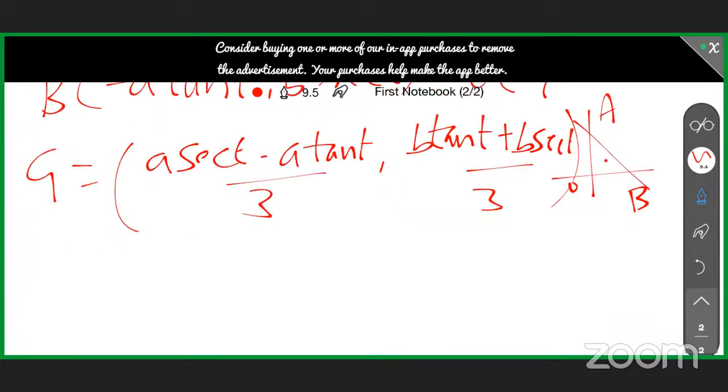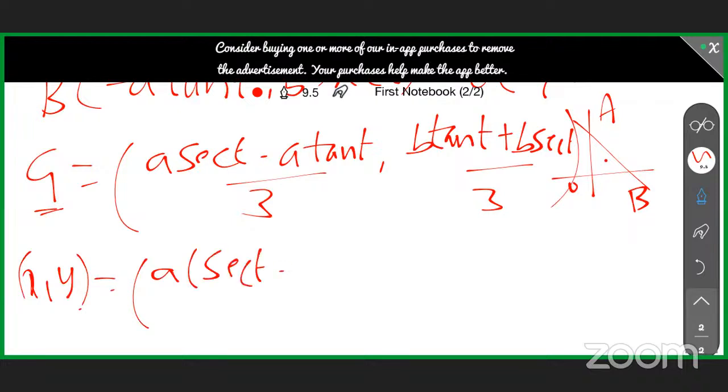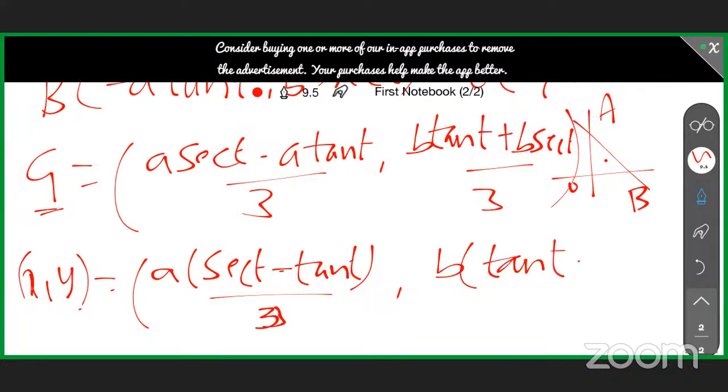Since we have to find the locus of the centroid, I'll take this point as a general point (x, y). x comma y is equal to (a sec t minus a tan t)/3, comma (b tan t plus b sec t)/3. So I equate the x coordinate with the x coordinate, and the y coordinate with the y coordinate.